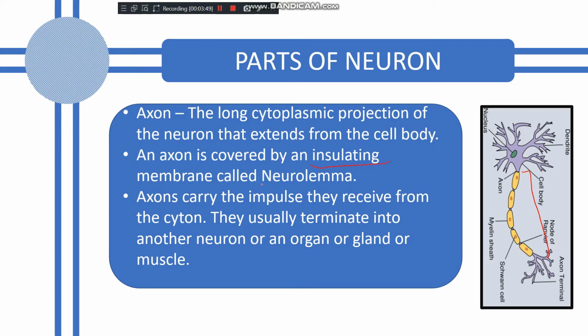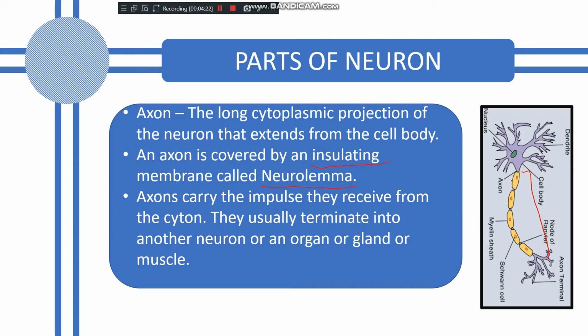insulating membrane called neurolemma. Insulating, as you know, an insulator or insulating membrane prevents heat or electricity. Conductor means something through which heat or electricity can pass. An insulator prevents it, or does not allow the current to pass through it. So the axon is also covered by an insulating membrane, and this membrane is known as neurolemma.